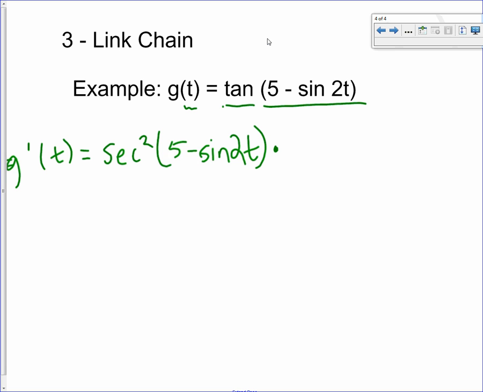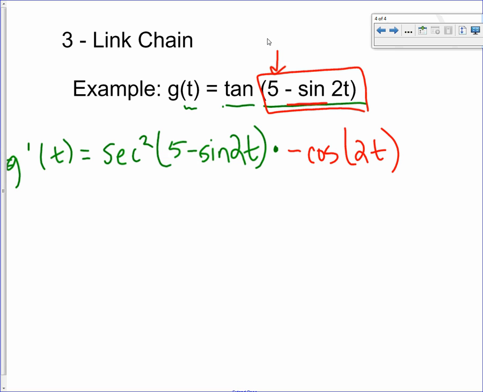So the inside function is this stuff right here. What is the derivative of 5 minus sine 2t? Take it piece by piece. The derivative of 5 is 0, so I don't need to write that. The derivative of negative sine. The derivative of positive sine is cosine. So the derivative of negative sine is negative cosine.